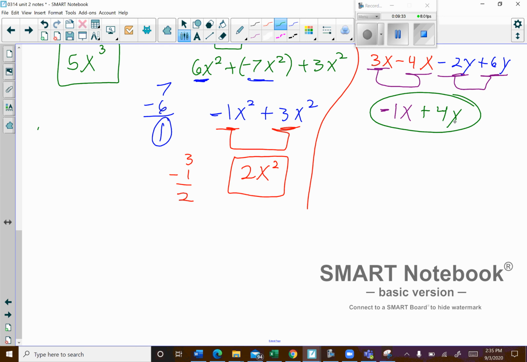Because now I have negative 1x plus 4y. I can't do anything about that. Those are not like terms, so I can't try to combine those. Those are going to have to stay separate.